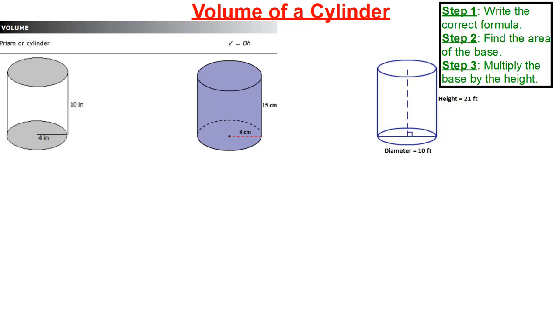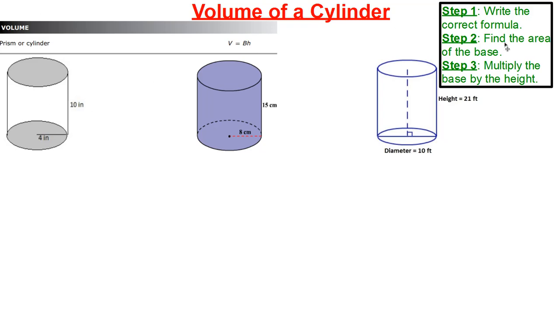Okay, volume of cylinders. Same rules apply. We're going to use the same exact formula. Volume is equal to base times height. But in this case, our base area is of course different. We don't have a square, we don't have a rectangle, we don't have a triangle. We have a circle. But we do know how to find the area of a circle. So if we know how to do that, then we're good.